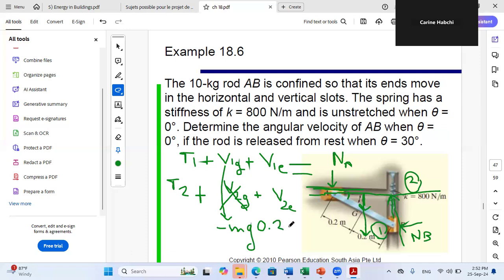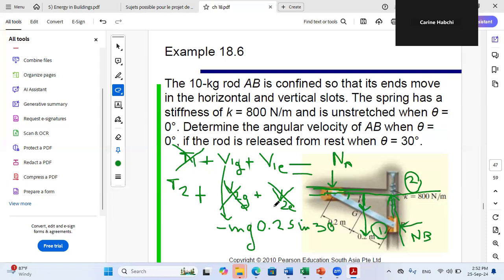Because they said that the rod is released from rest when theta equals 30 degrees, T1 is 0, so you cancel out this term. And they said that the spring is also unstretched when theta equals 0 degrees, that is, at state 2. So we will cancel out V2 elastic because at state 2, when theta is 0, there is no stretching of my spring. So delta L2 is 0.